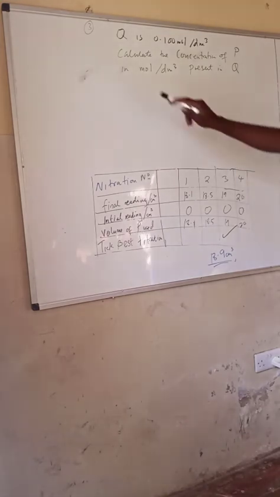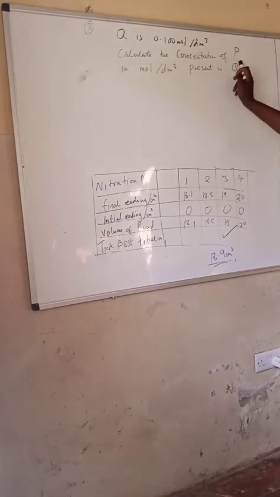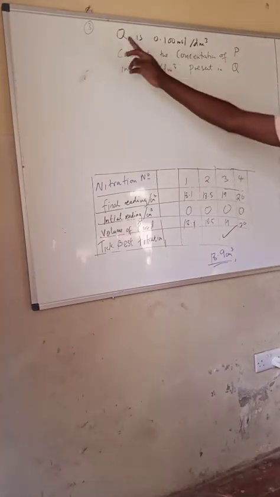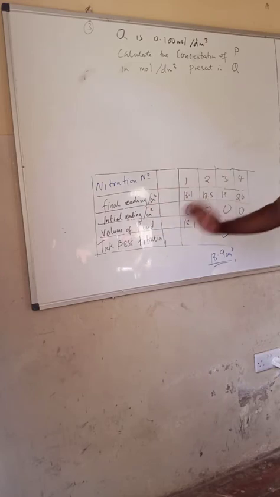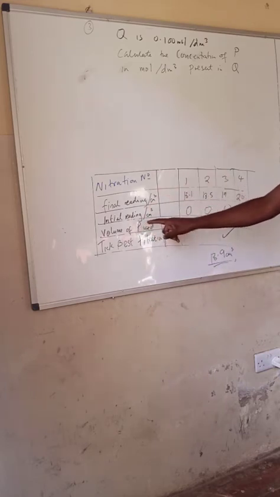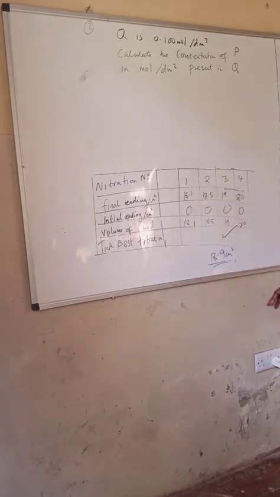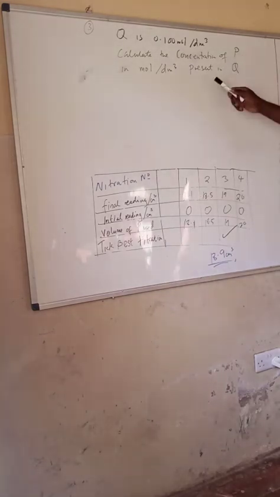So if they say calculate the concentration of P, it means they are saying calculate the concentration of the acid, because Q is a base. You remember the letter in the box is the acid. So it means calculate the concentration of hydrochloric acid. That's the one that they gave us in the formula.